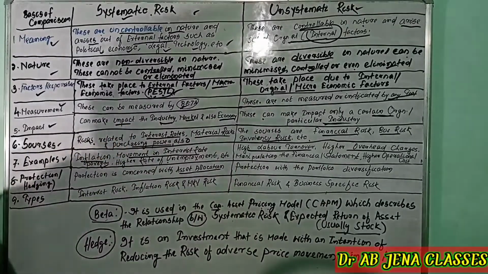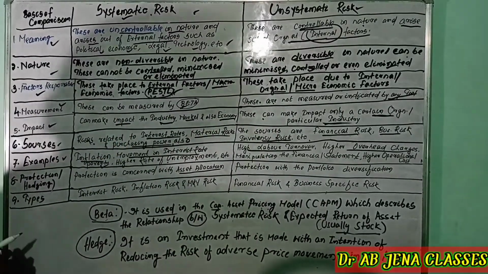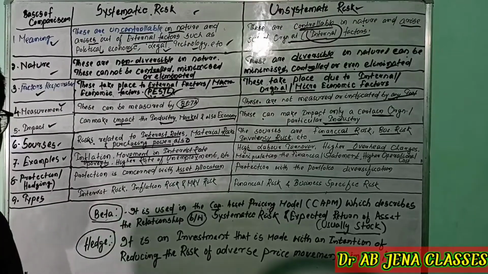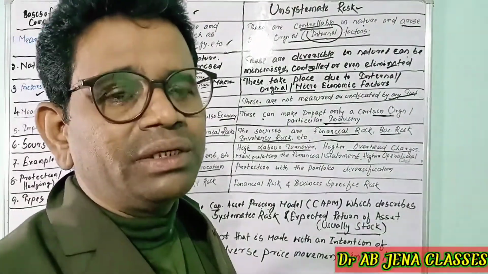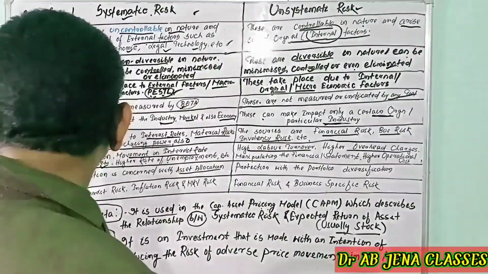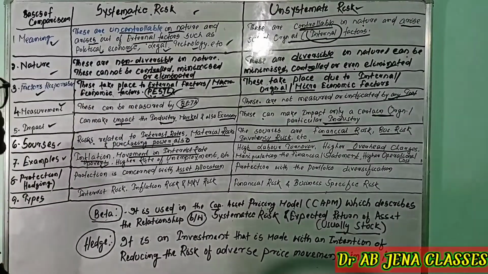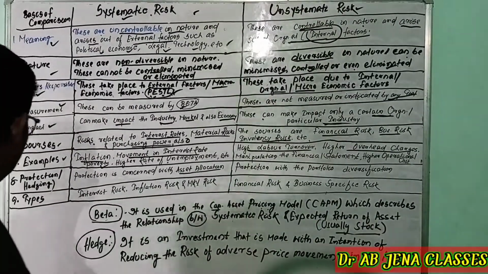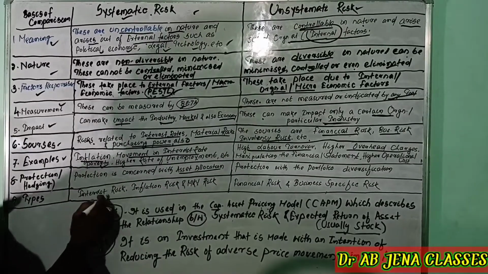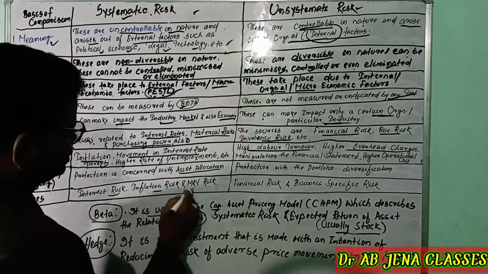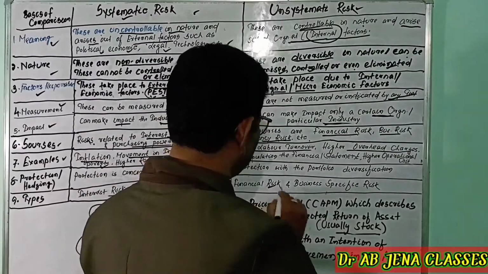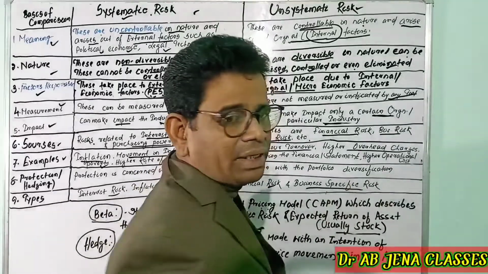Last but not the least, the basis of comparison is the types of risks. Very interesting. You will get the question in competitive examinations, as well as in your examination, what are the types or kinds of systematic risks and unsystematic risks. The types of systematic risks are interest risks, inflation risks, market risks, etc. And the unsystematic risks are the financial risks, business specific risks, etc.